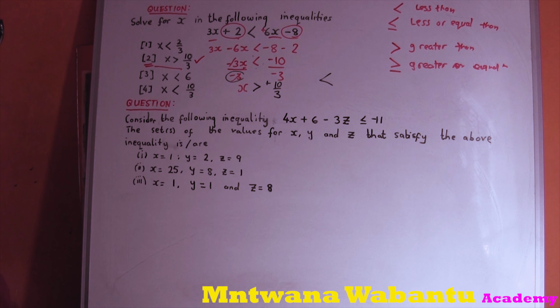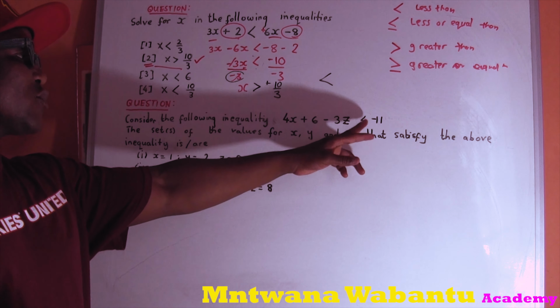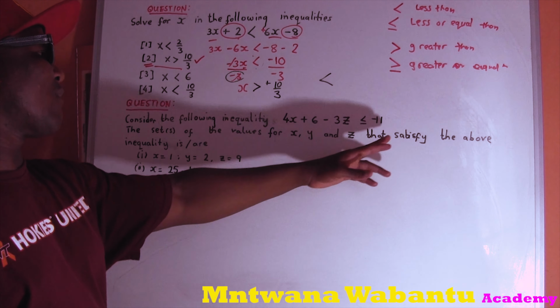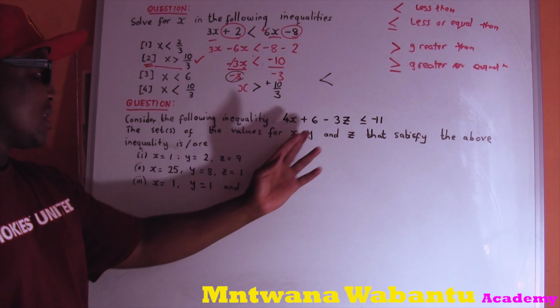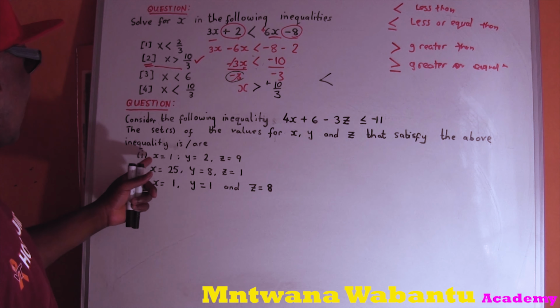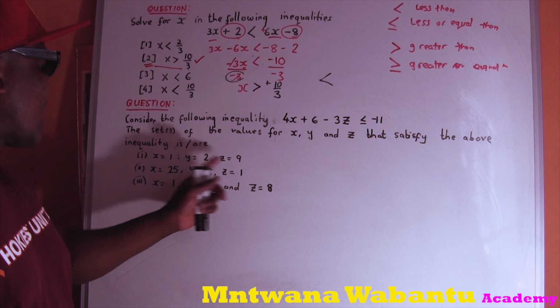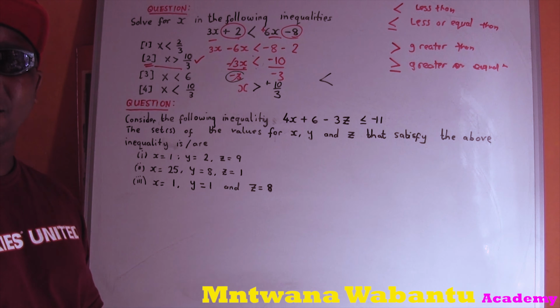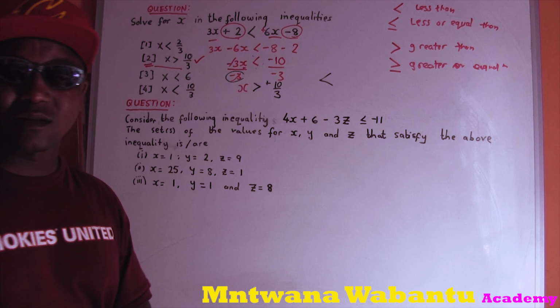Now let's come to this one. Consider the following inequality: 4x plus 6y minus 3z less or equal to 11. So they ask which of the following values is going to satisfy this inequality. So what we're going to do, we're going to have to test, okay? We take this value, x equal to 1, y equal to 2, and z equal to 9, and etc., and plug in here to see which one is going to be less than 11. So now let's start with the first one. You know what I'm saying?